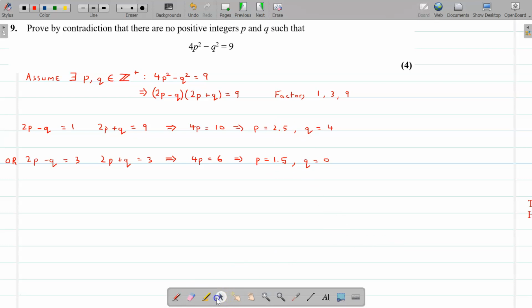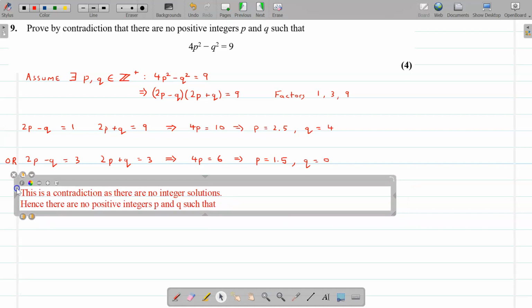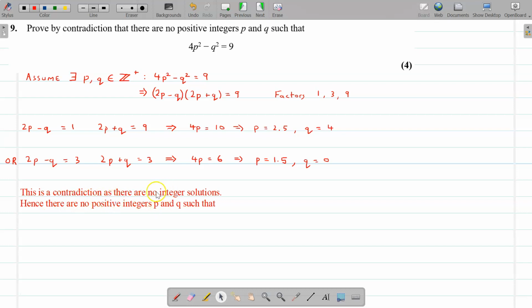So what I'm going to do now is bring in the conclusion. I've typed it out here. It saves a bit of time, because you need to get used to the sorts of words they like to see in the conclusion. So this is a contradiction, as there are no integer solutions. Hence, there are no positive integers p and q such that 4p squared minus q squared equals 9. Okay, and that's the way that you would get those 4 marks in that sort of question.